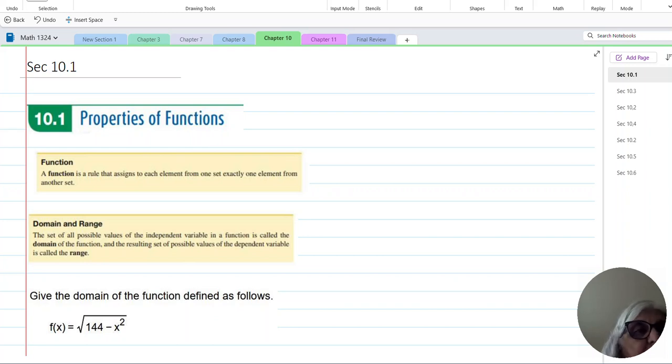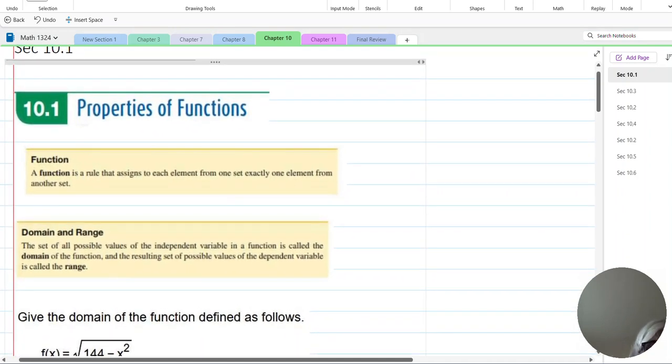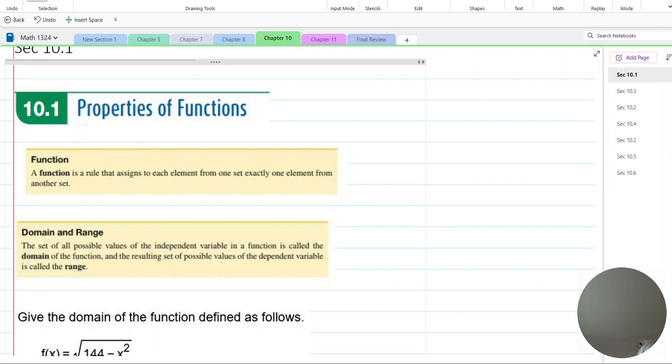Let's begin today on Chapter 10, starting with Section 10.1, which is our graphing and our understanding of functions, domains, and ranges. So we're going to begin first with a definition of what a function is. According to our textbook, they state the following: a function is a rule that assigns to each element from one set exactly one element from another set. So what does this mean?